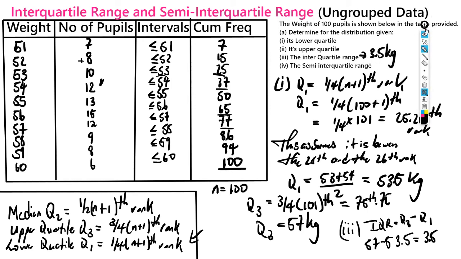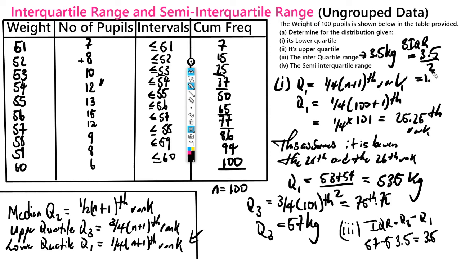And the semi-interquartile range, we already know, guys, that the semi-interquartile range, SIQR, is equal to the interquartile range divided by 2. So it would be 3.5 divided by 2, and the answer would be 1.75 kilograms. All right, guys.